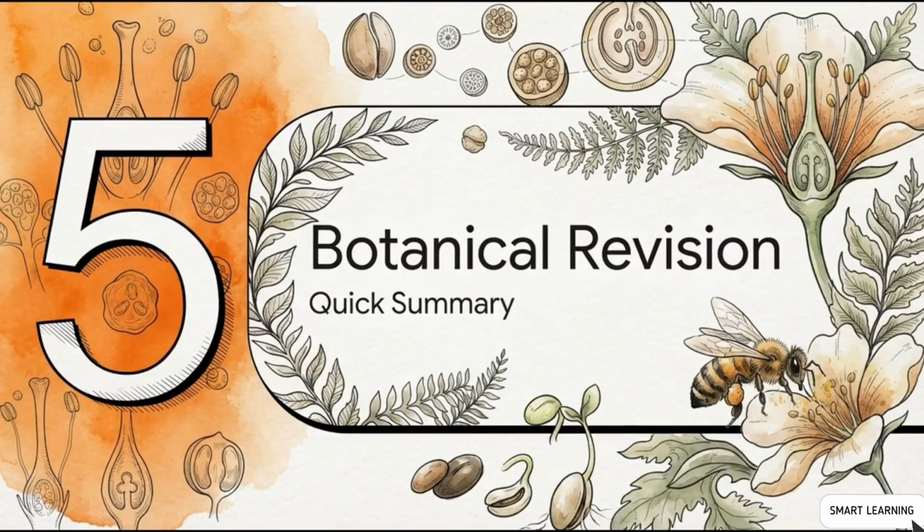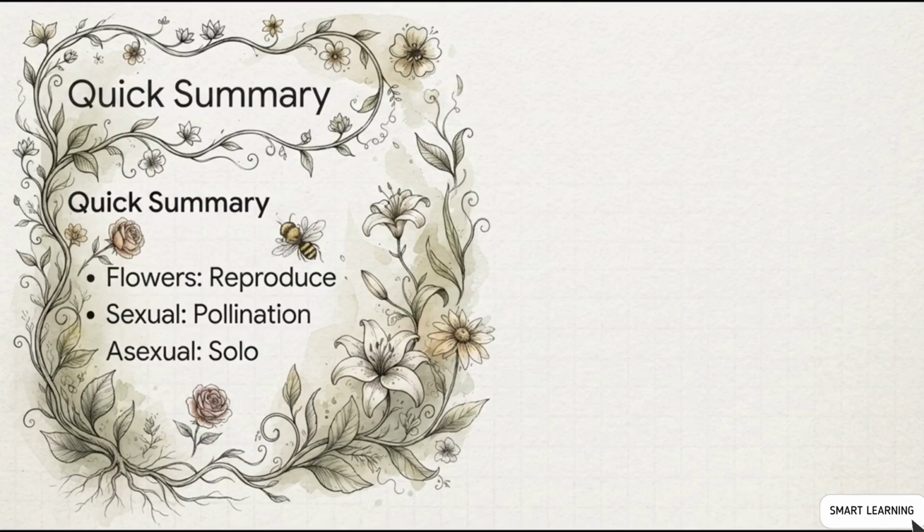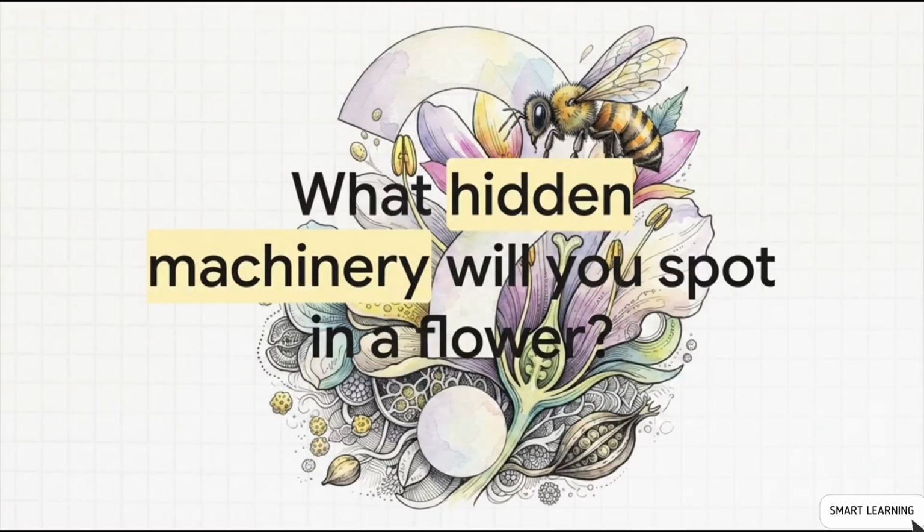All right, let's wrap this up with Section 5, a quick botanical revision. So if you only take one thing away from this explainer, let it be this core botanical framework. Flowers are the reproductive structures of plants. Reproduction itself is the biological drive to produce new individuals. That can happen through sexual reproduction, which relies completely on the mechanics of pollination, whether that's self-pollination or cross-pollination. Or it can happen through asexual reproduction, using ingenious methods like layering, bulbs, and tubers to create new life from just one parent. Which brings us to a final thought to leave you with.